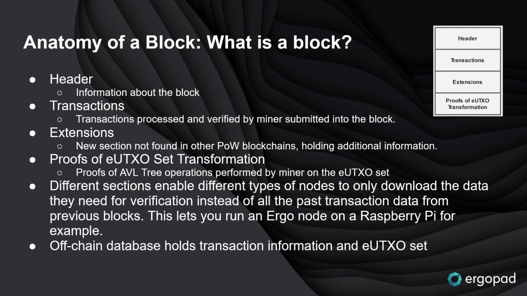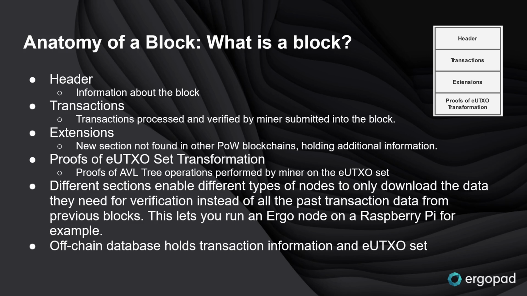This is proofs of an AVL tree operation performed by a miner on the EUTXO set. The EUTXO set is sort of, think of it as just some set or bag that holds all of the unspent boxes on the blockchain. And over time, if you were to measure the amount of UTXOs in it, it could shrink and decrease over time as new boxes are created from transactions as outputs, and some other ones are spent as inputs into transactions.